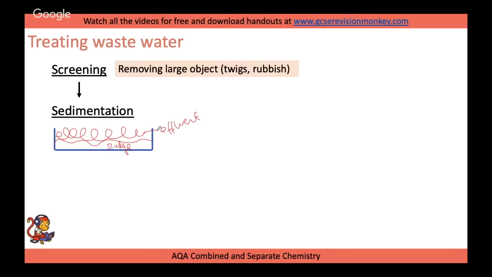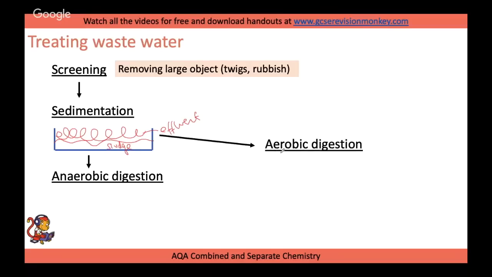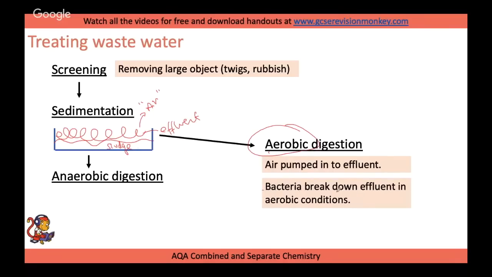Then there's two different processes. For the sludge, we do anaerobic digestion to break down all that waste material in the water. And for the effluent, we do aerobic digestion. So you might remember that the effluent is closer to the air because it's at the top. So that might be a good link to think that's the one that has aerobic digestion. So for the effluent, air is pumped into it. And then bacteria break down the effluent in aerobic conditions. So the bacteria break down any waste product and then the water is released back into the rivers.